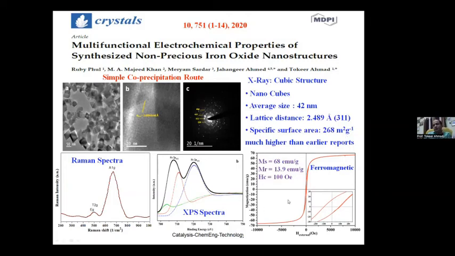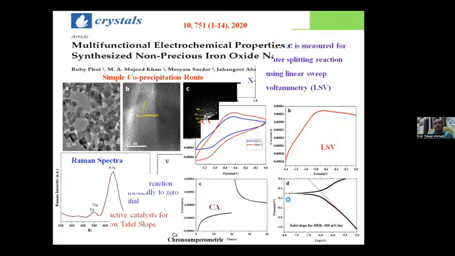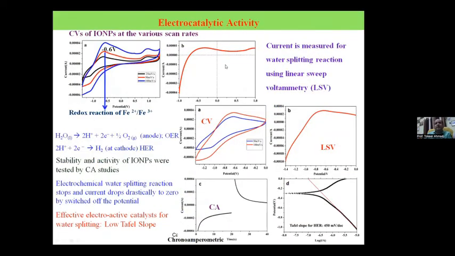This is the plot which gives the ferromagnetic characteristic of Fe3O4. This is the electrocatalytic activity. This is the CV plot which gives the redox behavior between iron 2 plus and iron 3 plus, and the oxygen evolution reaction could be obtained at the anode, whereas the hydrogen evolution reaction was observed at the cathode. And the LSV plot could be used for the water splitting reactions, and this is the chronoamperometric plot which was used for the stability and activity of the iron oxide nanoparticles.